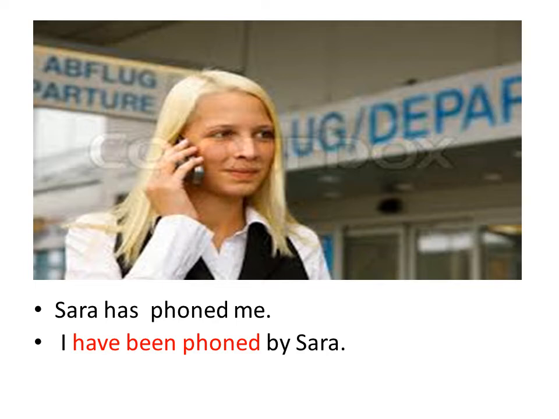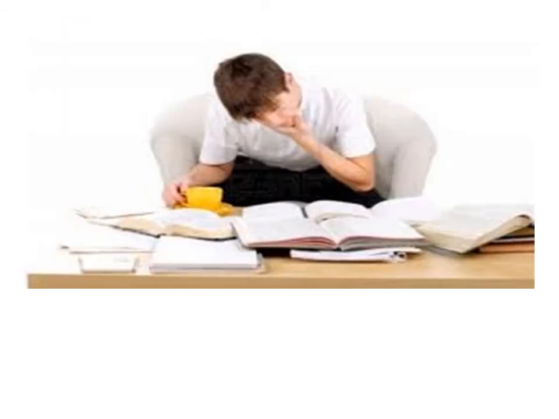So I use have for the plural and for the first person singular, I. And I use has for he, she, and it. So, I have been phoned by Sara. Sara is the subject of the sentence, or the agent. As I told you in the beginning, the subject is doing the action to the object. This is how we form the present perfect in the passive voice.